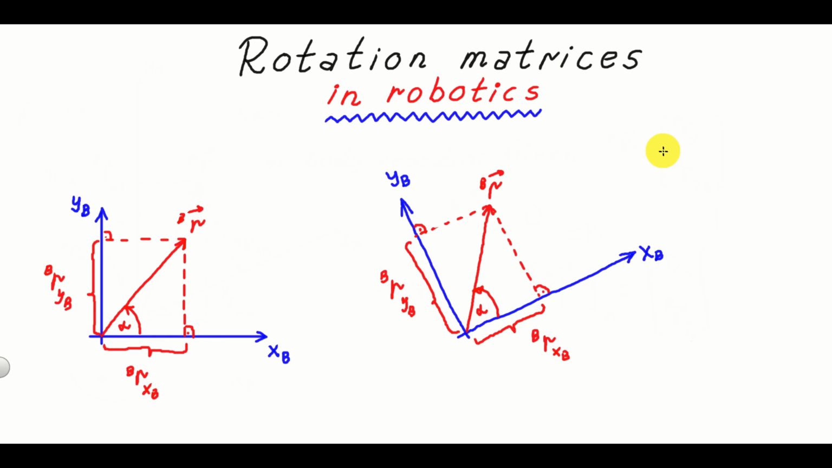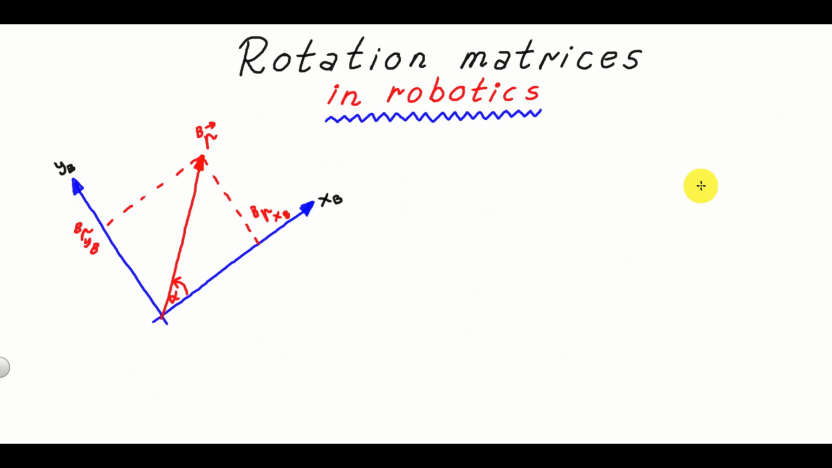From the mathematical point of view, the vector rb with its projections can be written like this. r with the left superscript b is equal to, then we open these vector brackets and we write, first of all, the horizontal projection, it is rb xb, don't forget b over here, and rb yb. And then you need to close these vector brackets.